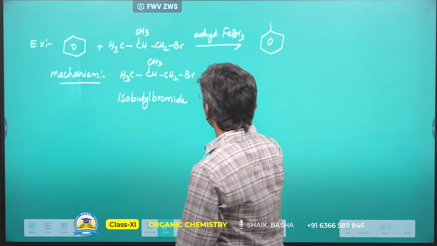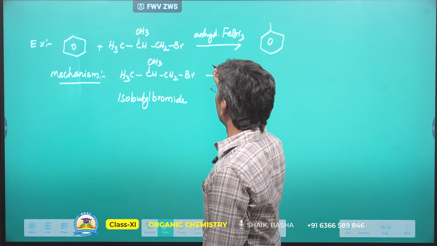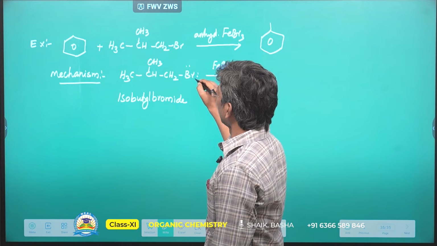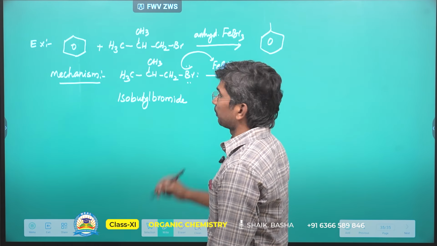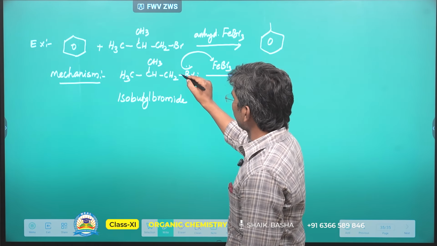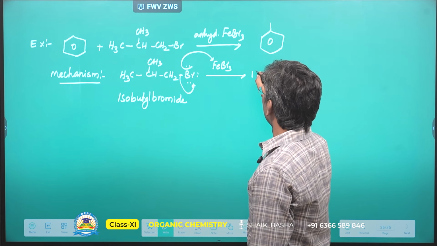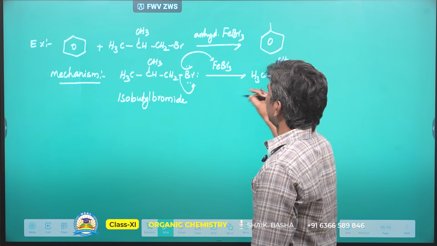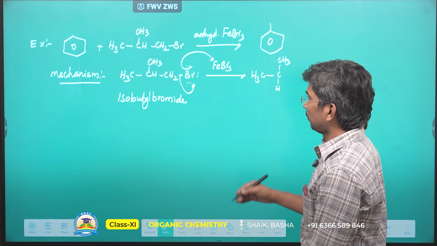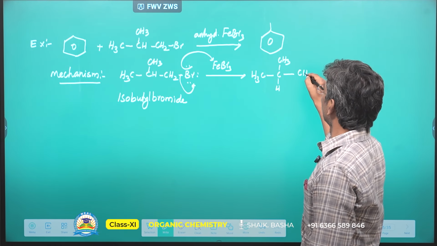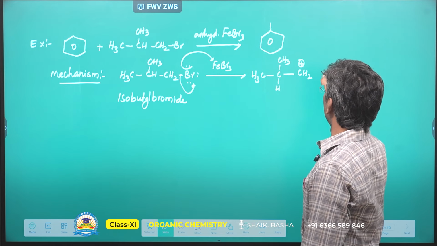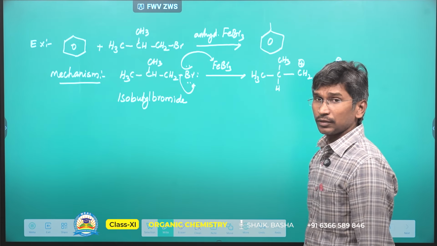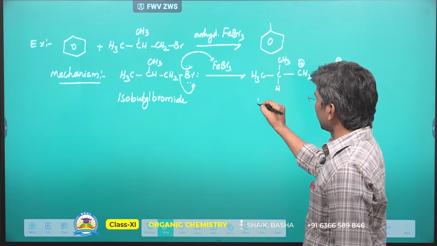On treating with anhydrous FeBr3, bromine is having lone pair of electrons. It can take electron pair from that. Bromine gets positive charge. It can take CH3, CH3. Here, this hydrogen I am representing like this for rearrangement purpose. CH2 plus and FeBr4 minus. Then, this is what type of carbocation? Primary carbocation.